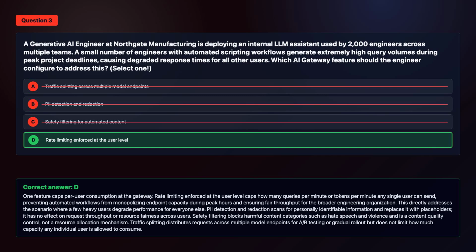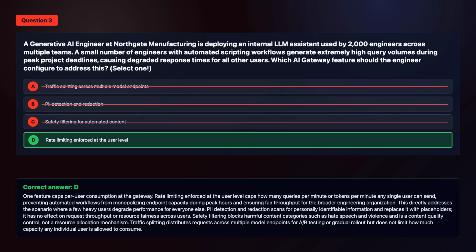1 feature caps per user consumption at the gateway. Rate limiting enforced at the user level caps how many queries per minute or tokens per minute any single user can send, preventing automated workflows from monopolizing endpoint capacity during peak hours and ensuring fair throughput for the broader engineering organization. This directly addresses the scenario where a few heavy users degrade performance for everyone else.